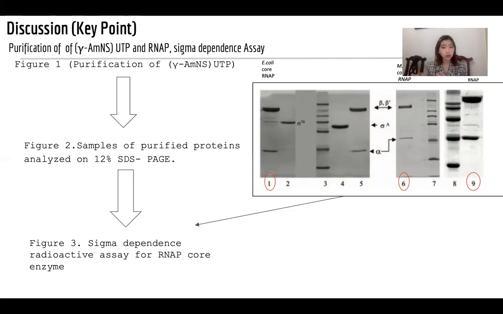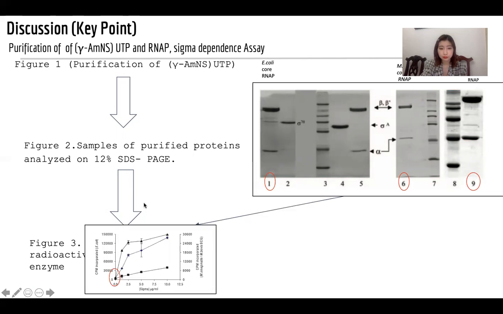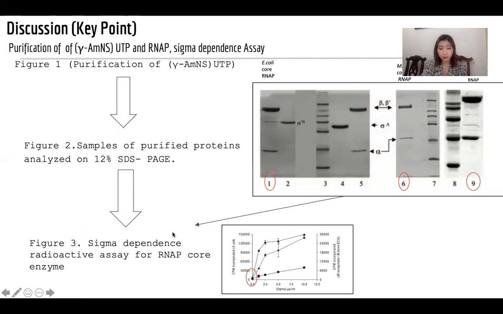In the whole procedure, you can see there are minor contaminant bands here. But to ensure the sigma dependence, they did a radioactive assay like in figure 3. So what they did, we can see here, at 0% concentration of sigma factor, there's no CPM incorporation. With increasing sigma, the incorporation increases, which the scientists determine means it is dependent on sigma.